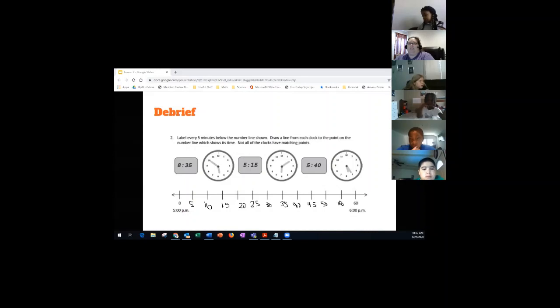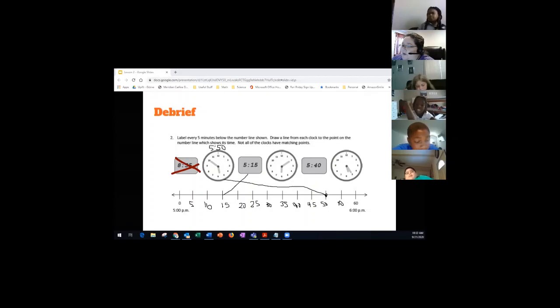These are all separate clocks, aren't they? Yes, these are all separate clocks. So this one right here can't be shown because it's not on here, right? Because this is between 5 and 6. The time on this clock right here is 5:50. So let's find 5:50 and draw a plot right here, okay? 5:15, go from here to right here.